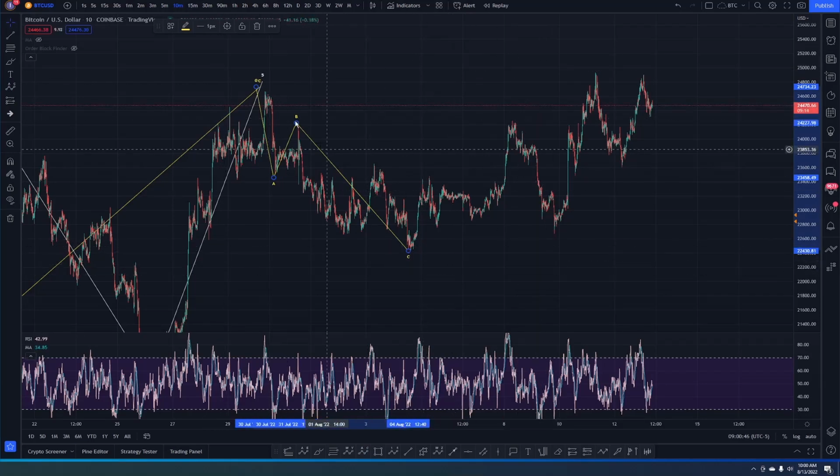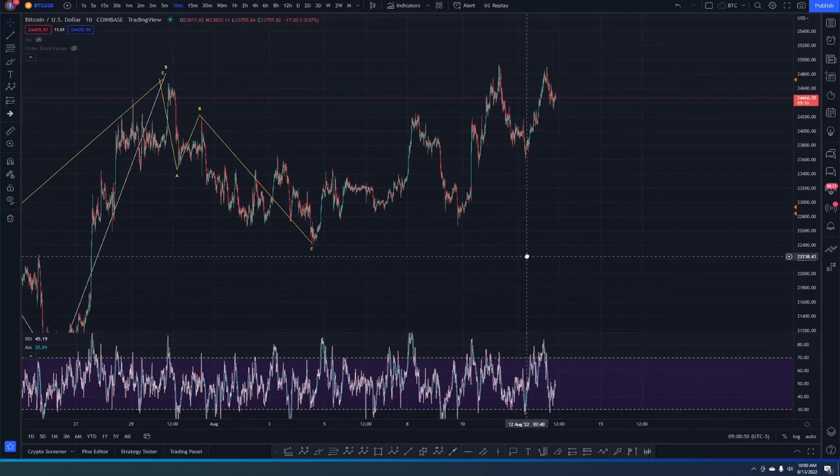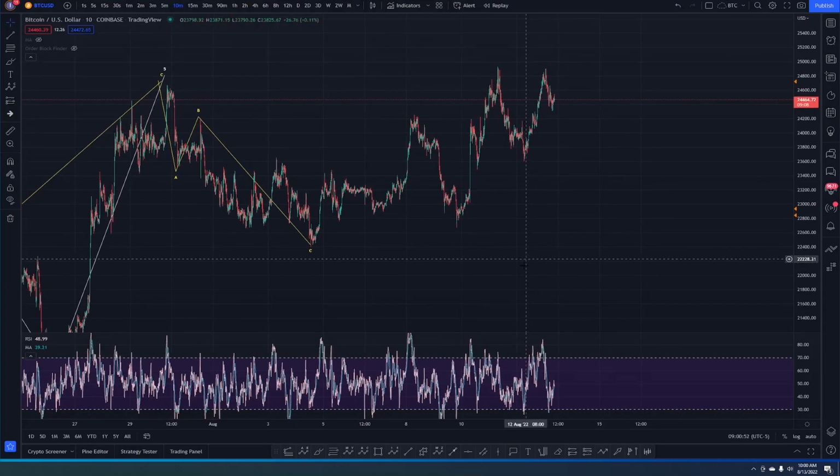So we're going to call that an ABC. It's ugly as crap, it's really bad. I don't like it at all. All right, so what ensues after this at the bottom of this wave?